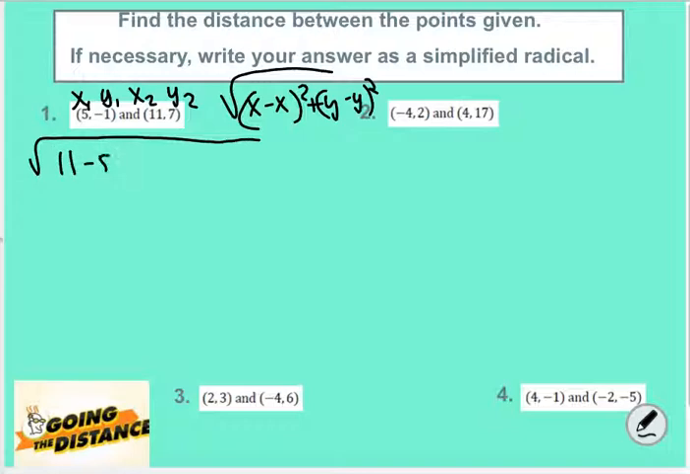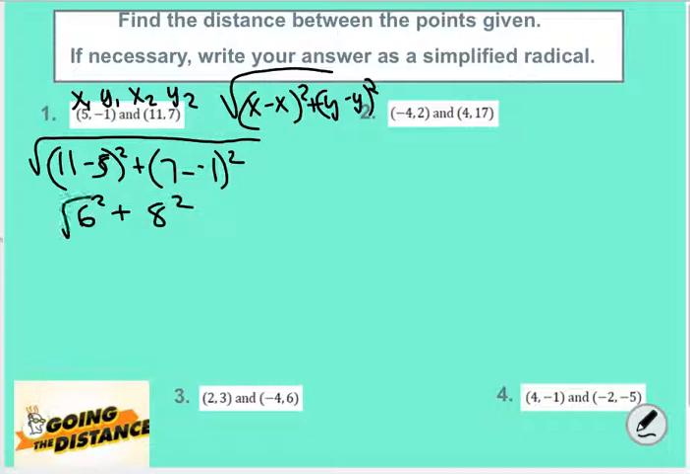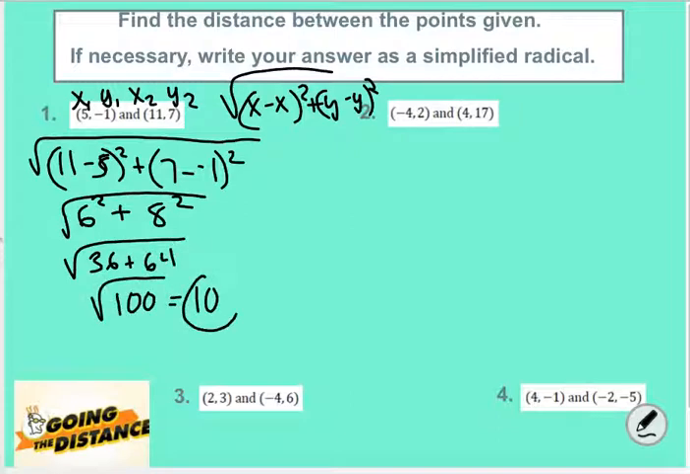11 minus 5 squared plus 1 minus a negative 1 squared. So you've got to be very, very careful with signs and make sure that you get everything right here. So 11 minus 5 is 6 squared. 1 minus a negative 1 is 2... 7 minus a negative 1 is 8 squared. So 6 squared is 36. 8 squared is 64. Square root of 100 is 10. That's my distance. That's how I'm setting it up.